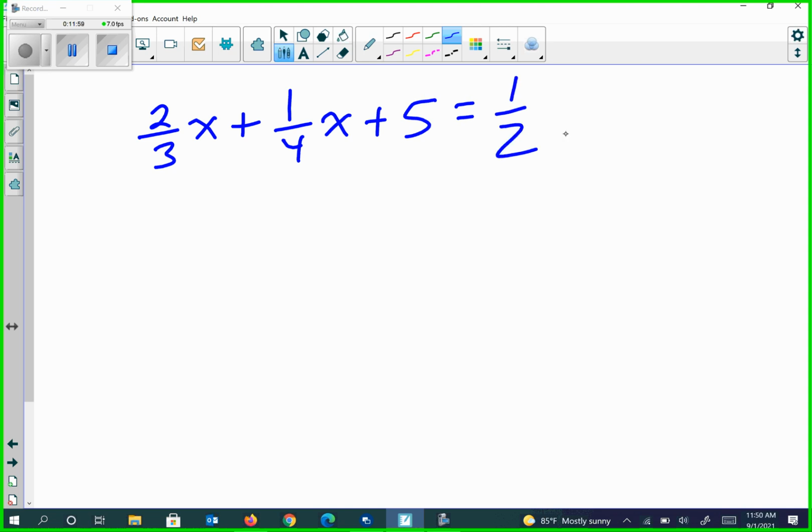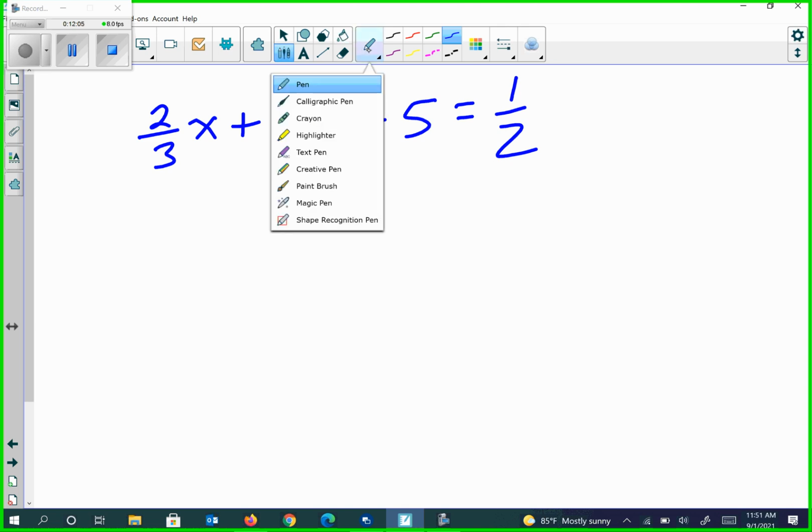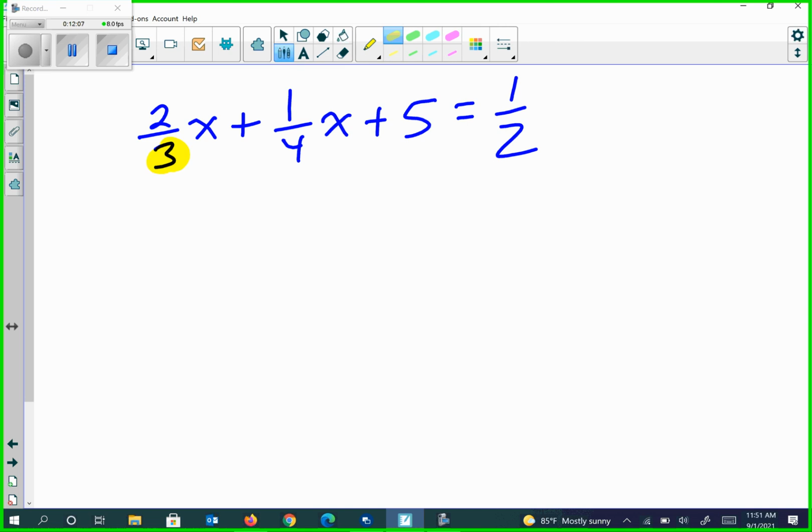Made it a little tougher. I have 3 denominators. See if you can figure it out. Please realize you have these as denominators. So find the smallest number that 3, 4, and 2 all go into evenly.